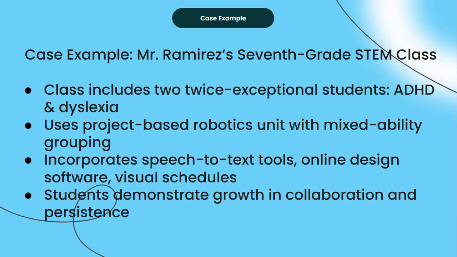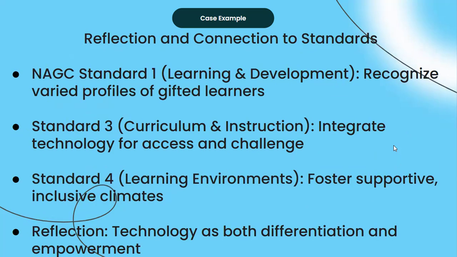The results are striking. Both 2E students exhibit improved self-regulation and collaboration, and their final projects show conceptual mastery comparable to their peers. This case underscores Rimm's point that meeting exceptional needs benefits all learners, not just those with identified disabilities. And ultimately, that's what we're striving for.